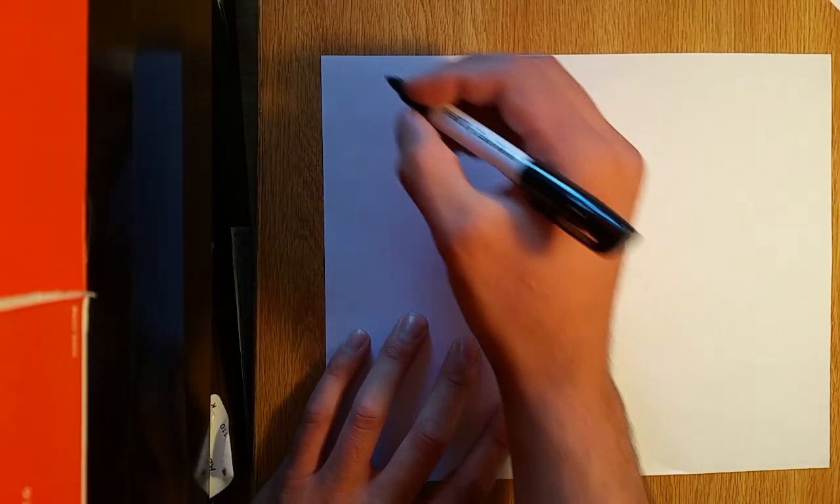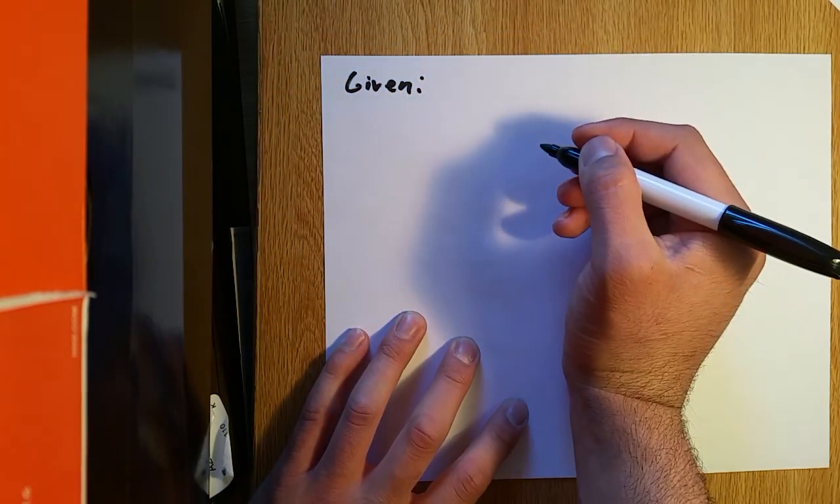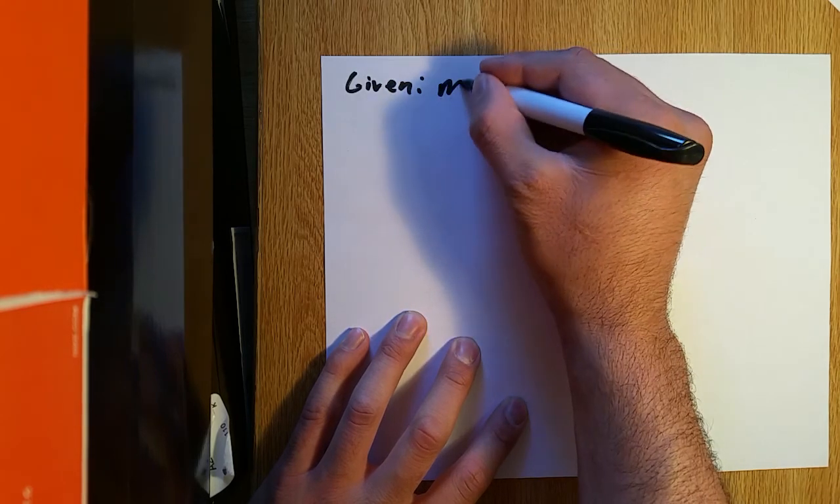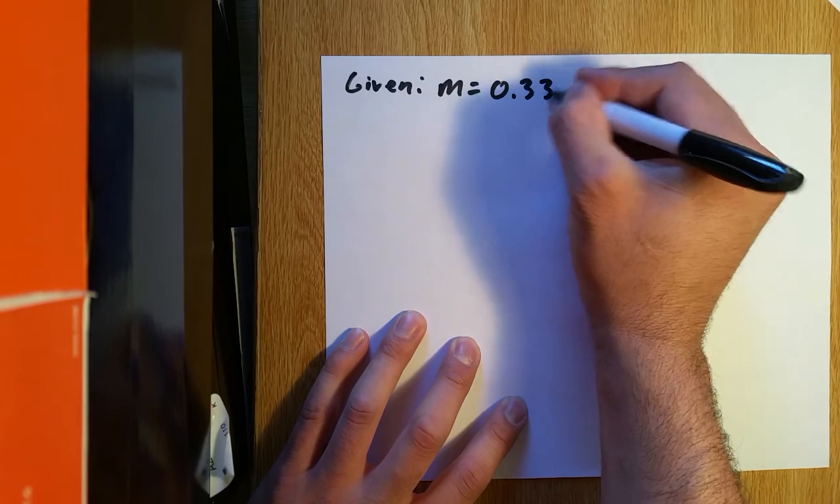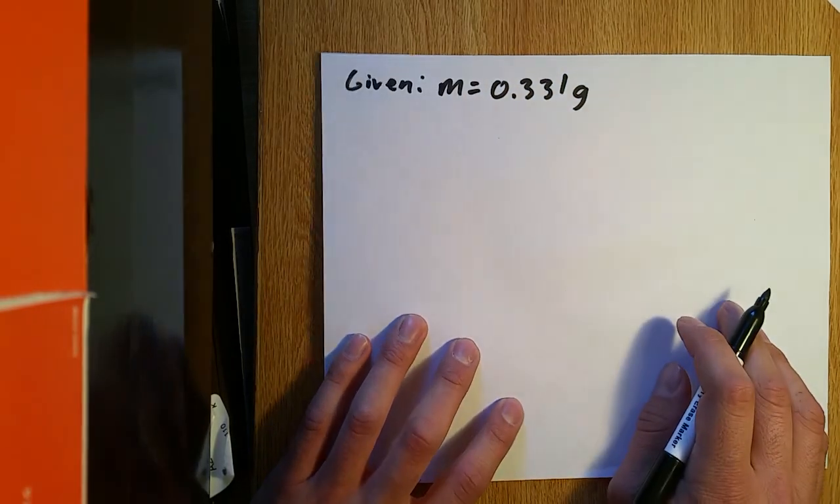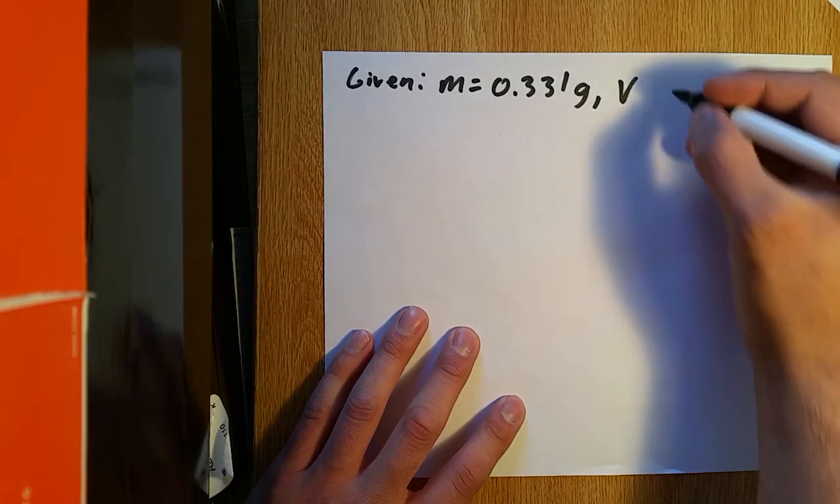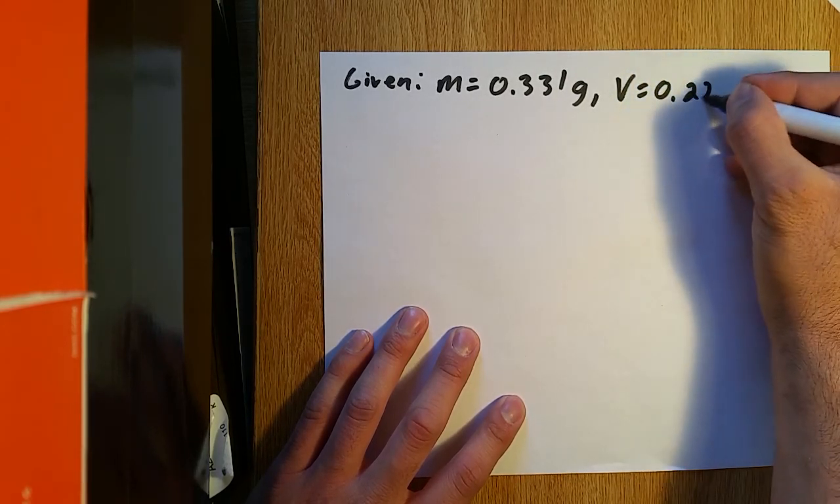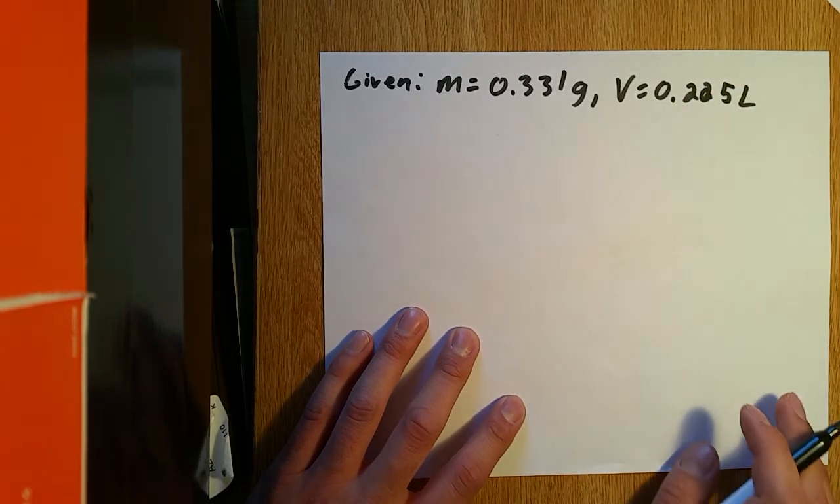So in order to start this problem off, we want to sort out what is happening here. We first want to figure out what you've been given. So we're going to list out the givens here. You have been given a gas with a mass equal to 0.331 grams and a volume equal to 0.225 liters.